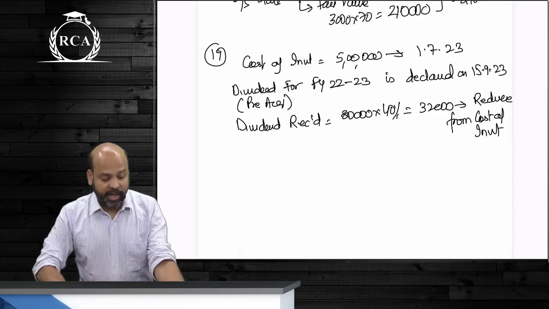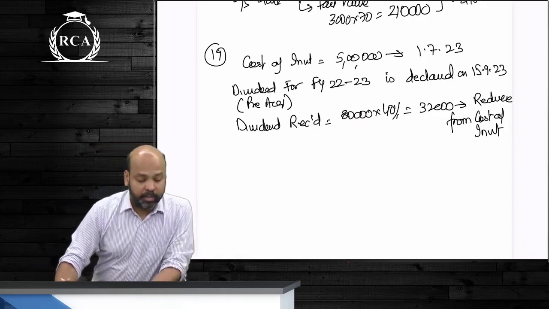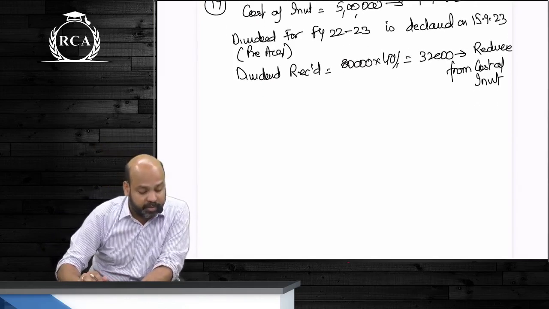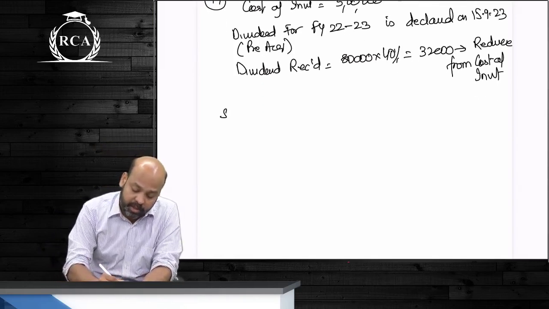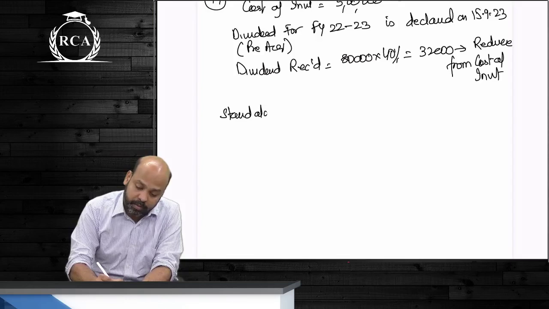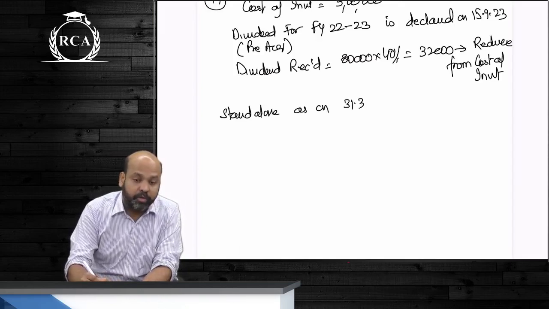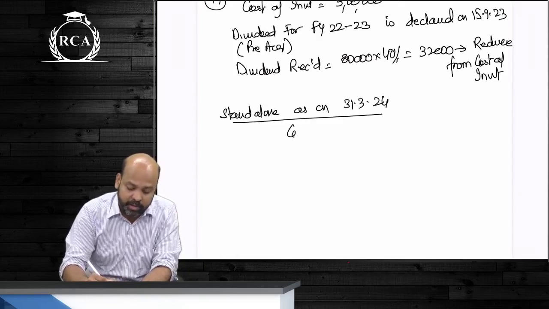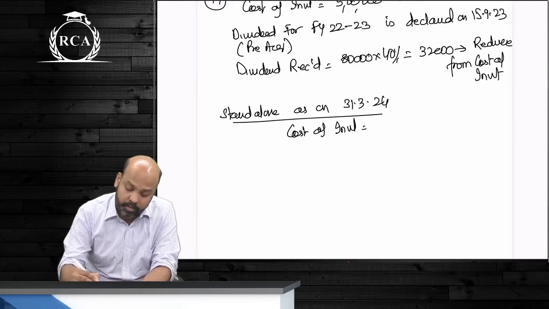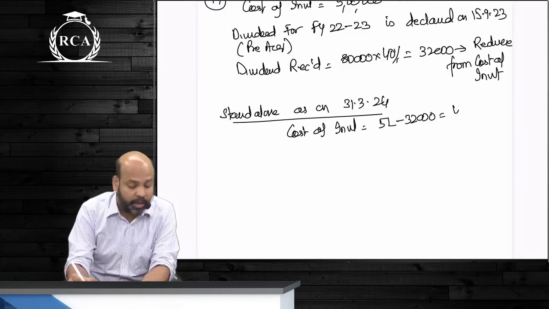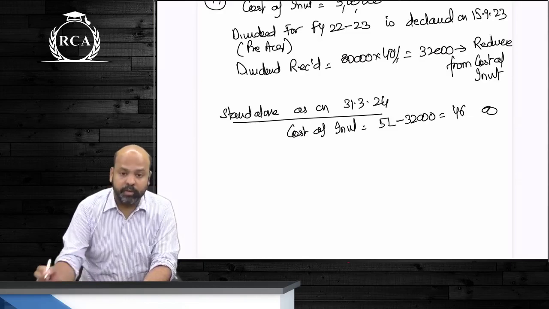Now look at the second bit. It says what will be the carrying amount in standalone separate financial statements. Meaning standalone financial statements, guys, as on 31st March. In standalone, beta, as on 31st March 2024, what will the cost of investment be? 5 lakhs minus pre-acquisition dividend 32,000, which is 4 lakhs 68,000.